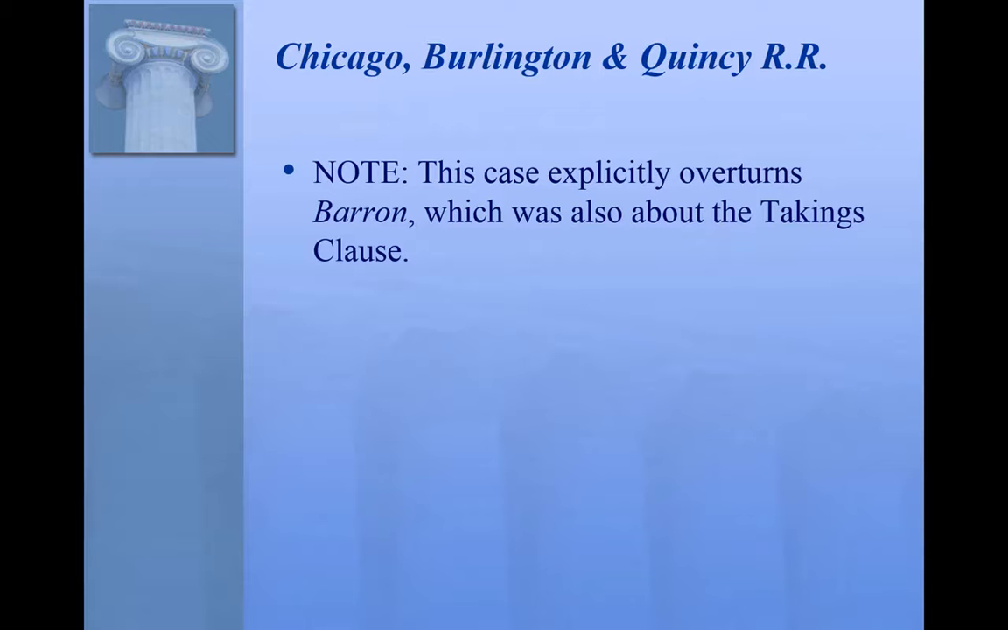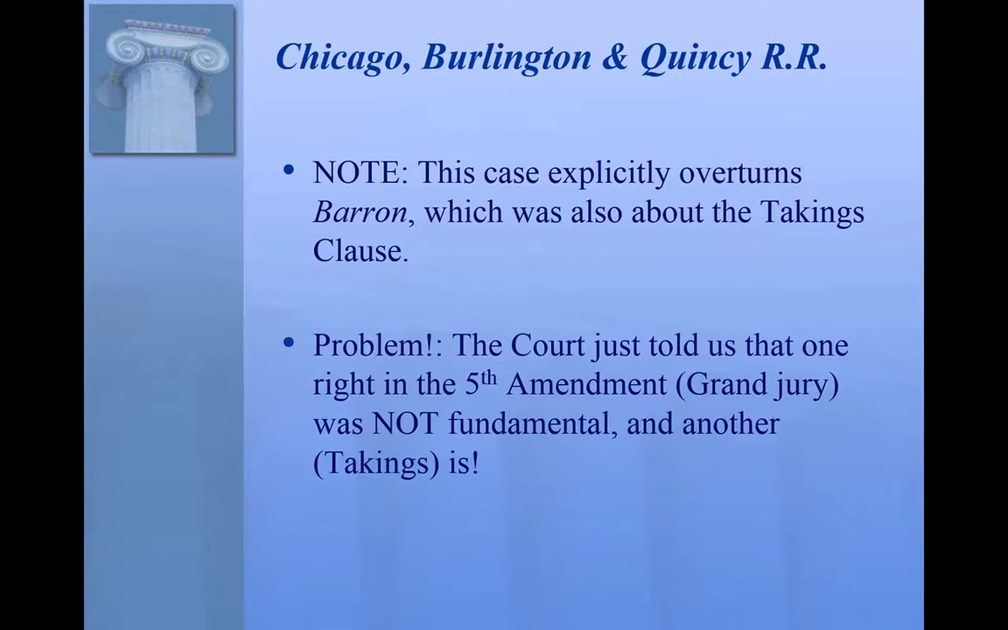Circumstances are somewhat different, but a city is taking property. In Barron, I don't think they meant to. They just did a horrible job with their public works project, and all this dirt ran down into the bay. In Chicago, the city was very much more systematic about depriving the railroad of its property. So this case explicitly overturns Barron and says that the takings clause of the Fifth Amendment is part of the meaning of due process in the 14th.